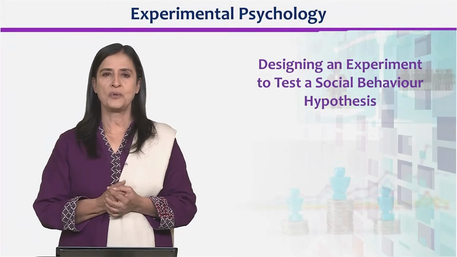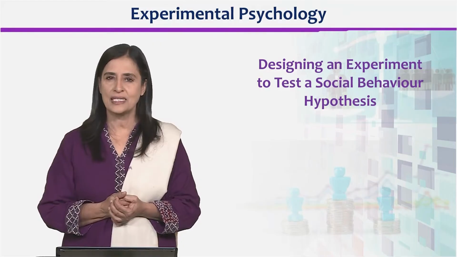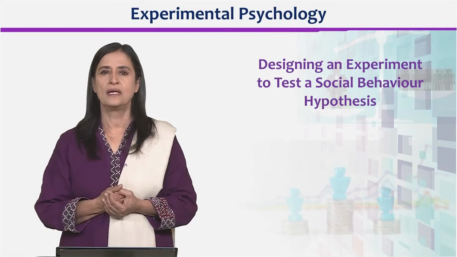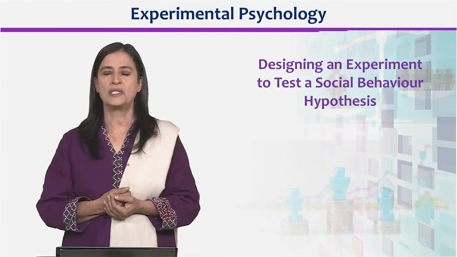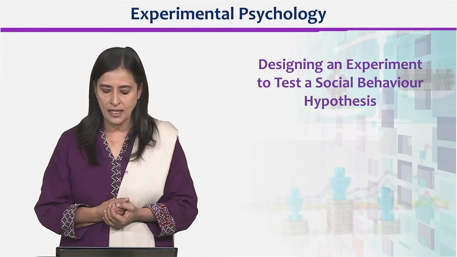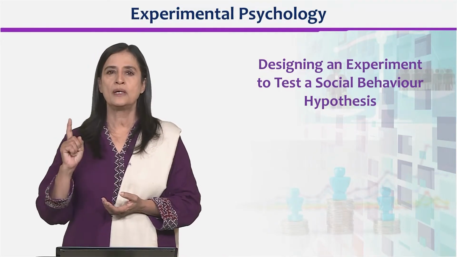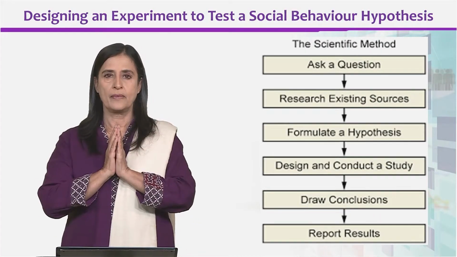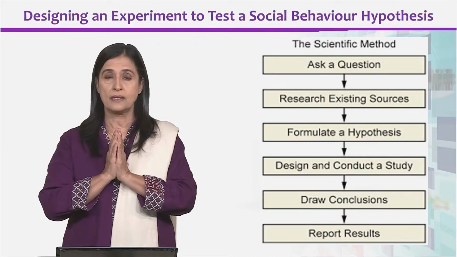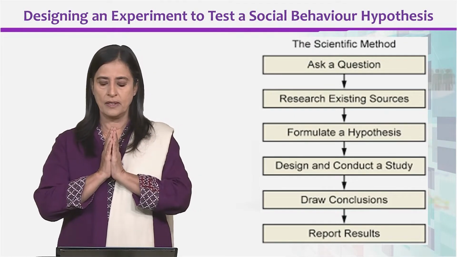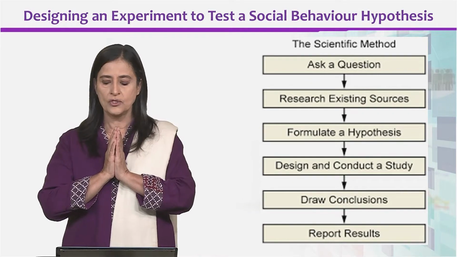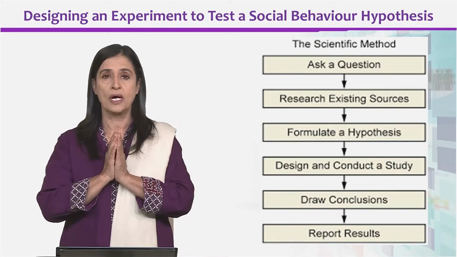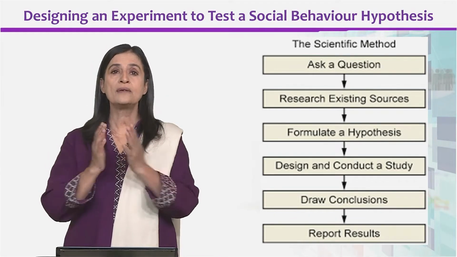After studying how social experiments have been conducted in social psychology and in experimental psychology, how behavior has been studied, and after studying various types of designs, let's try designing an experiment to test a social behavior hypothesis. The scientific method starts with us, or the experimenter, asking a question. That question leads you to sources of existing research, how this problem has been studied before, how this question has been answered by other researchers.